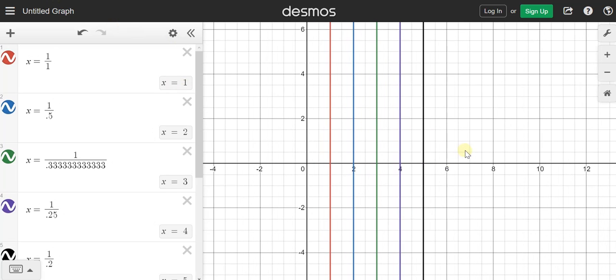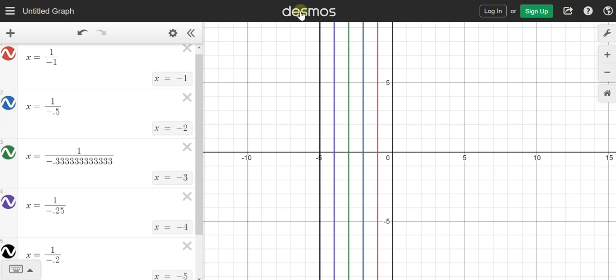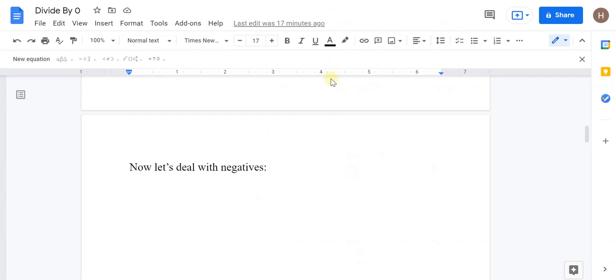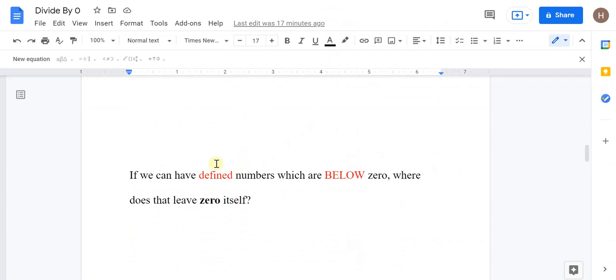With these functions, all that's happened is by changing the value from a positive to a negative, the functions have all reflected across the y-axis. If we can have defined numbers which are below 0, where does that leave 0 itself? To come to a full conclusion on this, let's do one more test.